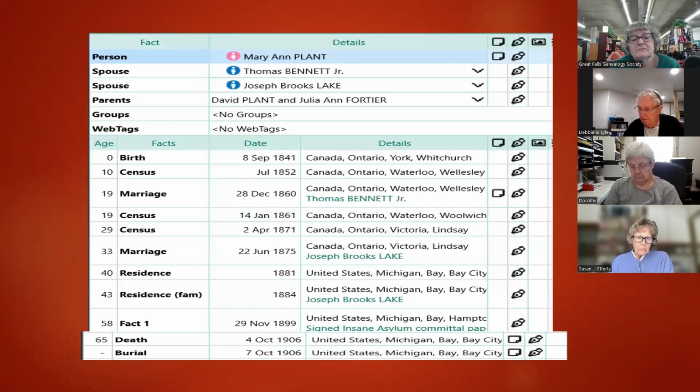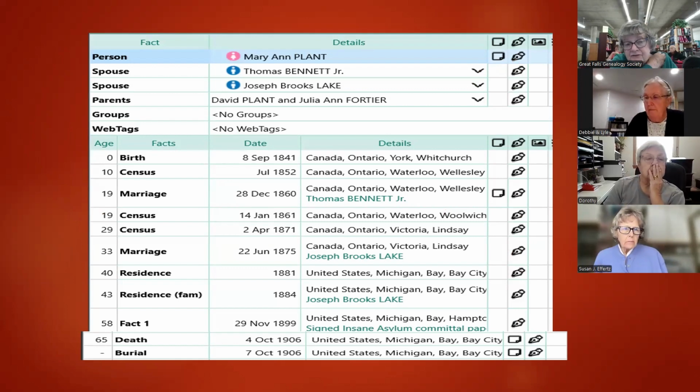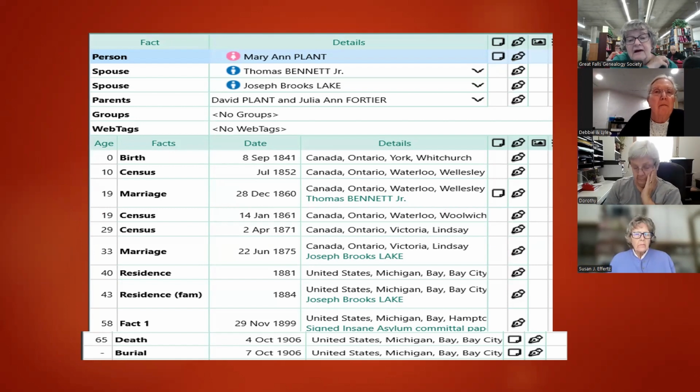Well, here's my Mary Ann. And at this time, she'd gone through two husbands. The first one died, honest. And Joseph Brooks Lake was her second husband. Her maiden name had been Mary Ann Plant. She was the daughter of David Plant and Julia Ann Fortier, born in 1841 in York or Whitchurch, York, Ontario, Canada.